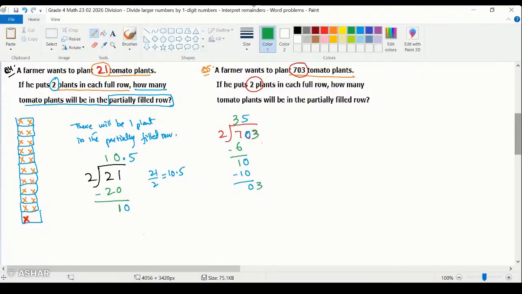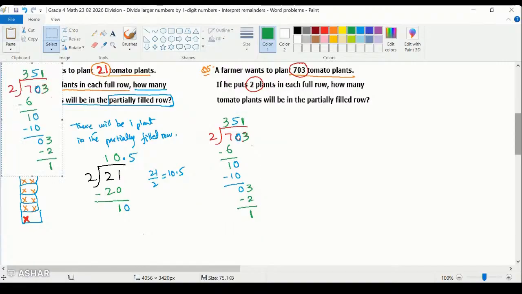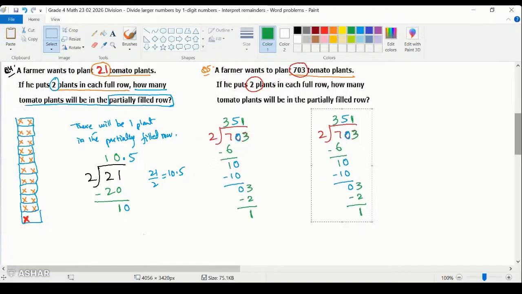2 times 1 is 2, and 1 is left. What he is doing is completing the working, right? I'll just show it to you. What he did was, he put a decimal, he put a 0, and 2 times 5 is 10. So he wrote a 10, and the answer for 703 divided by 2 comes out to be 351.5, right?